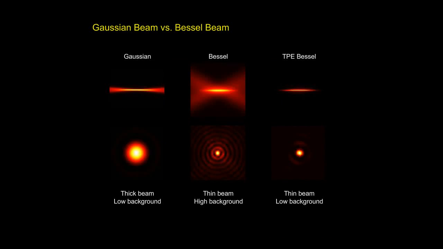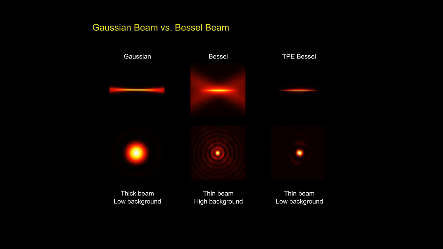This slide compares the Gaussian, the Bessel, and the two-photon Bessel. If you look at the Gaussian, it is long, but the problem is that it is fat, so the actual resolution is not as good as the Bessel beam. But there is a problem for the Bessel beam: there are a lot of concentric rings. If you look at the middle of this slide, you will see a lot of concentric rings.